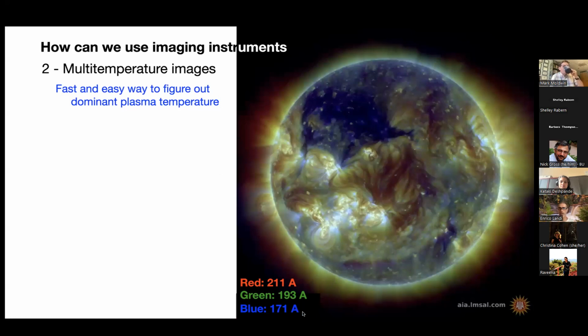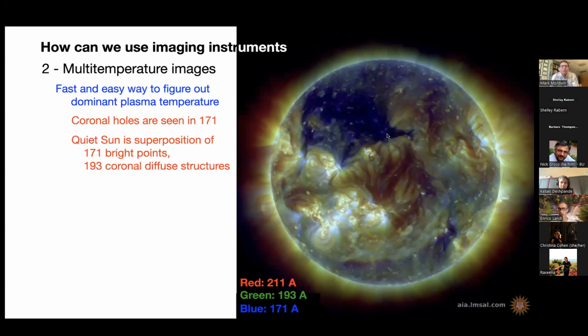With the blue, it's the iron 9 with a big coronal hole here. Green is 193, typical quiet temperatures. Red, active region temperatures. This is an iron 14 line. And what you see, coronal holes are seen in 171, and you see them in all their beauty. The quiet sun in these regions here is a superposition of 171 bright points, these little things, and a more diffuse emission from 193.